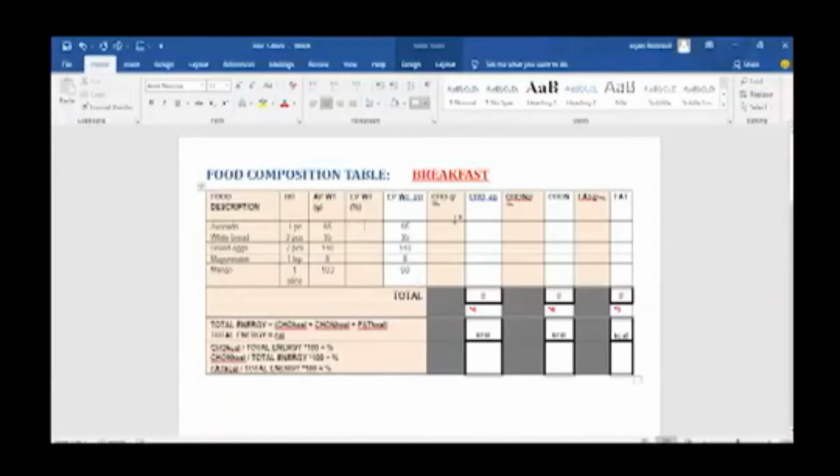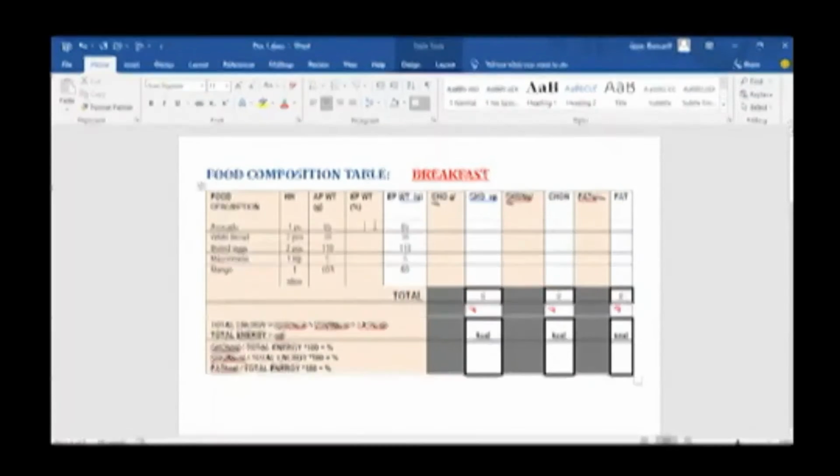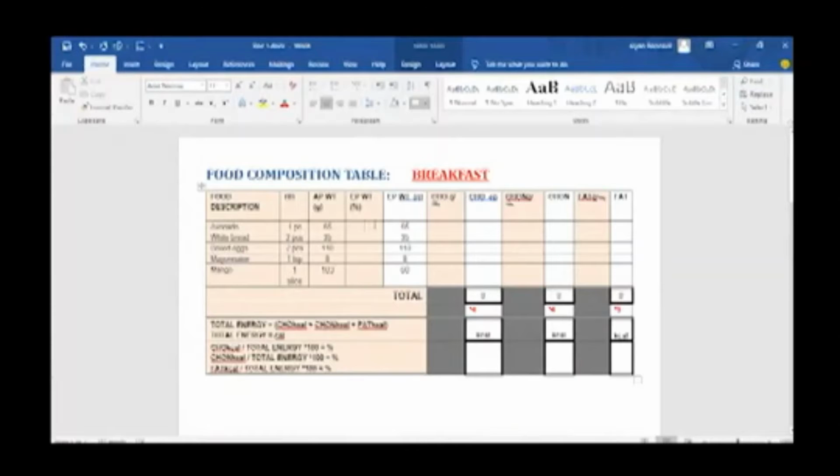So to find the percentage, we basically divide the EP weight by the AP weight. So 65 divided by 65, and then we multiply it by 100. So 65 divided by 65 times 100 is equal to 100%. So if the EP weight and AP weight are the same, it'll be 100%. So for mango slice, we divide 60 by 103 times 100, which is equal to 58.25.